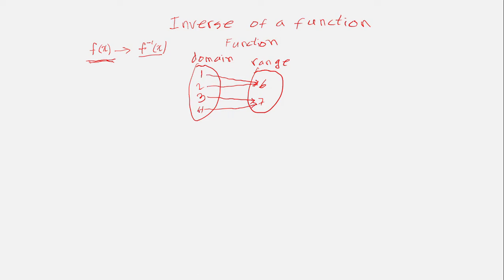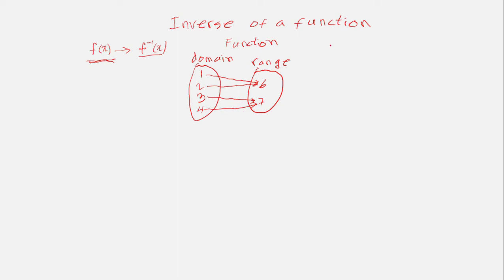Now we know that this is a function because each of the values in the domain connect only to one of the values in the range, right? So each of these has just one little line leaving them, right?